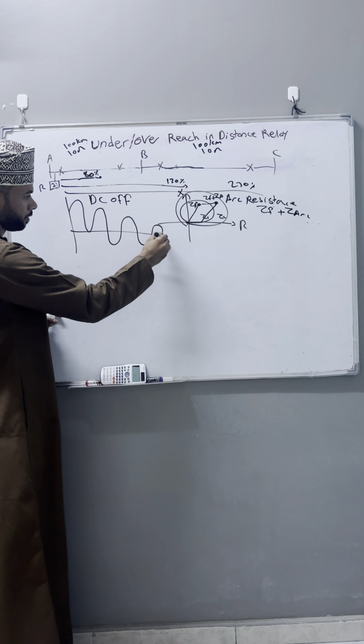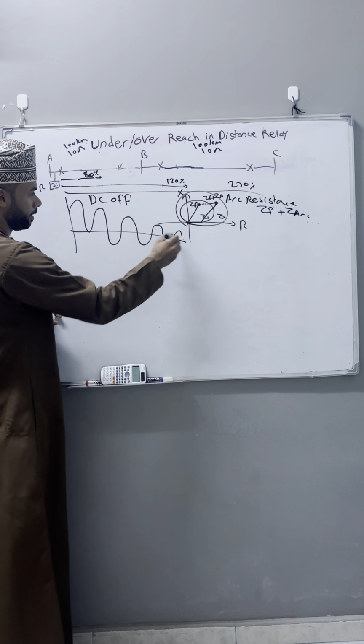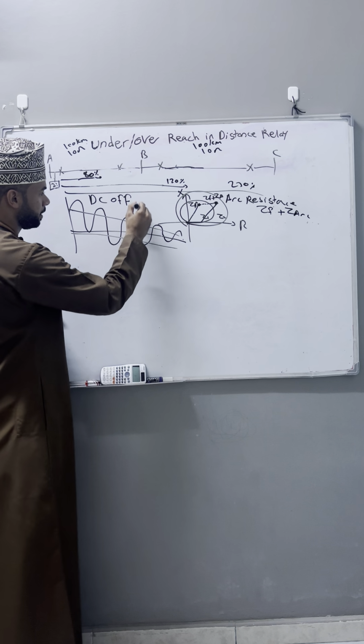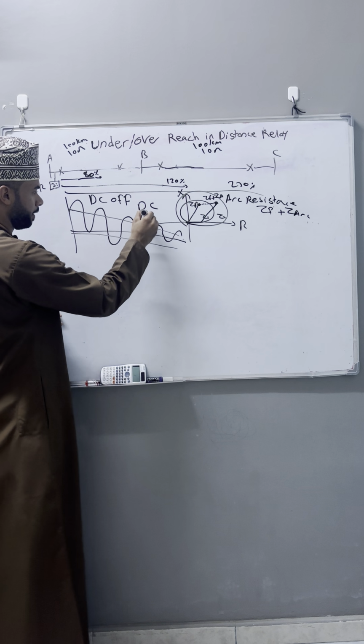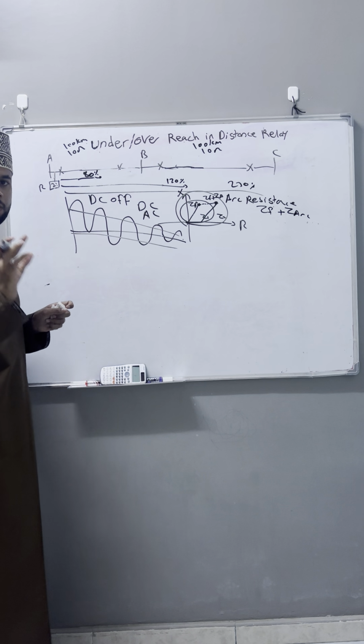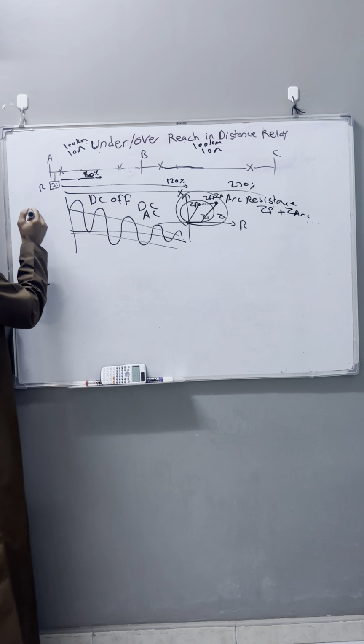Okay, then we'll go back to steady state. Here we have two things: a DC component and an AC component. And we know the distance relay works by measuring the impedance along the line.